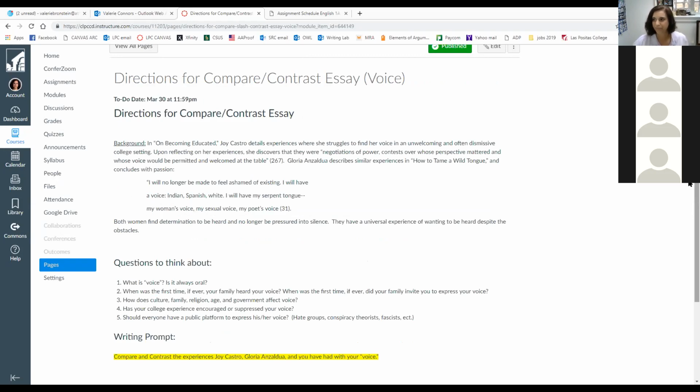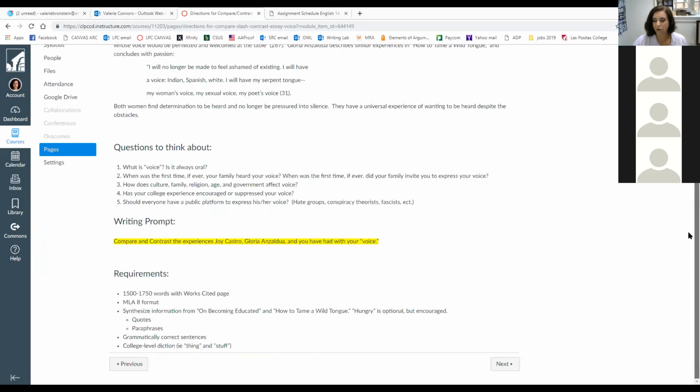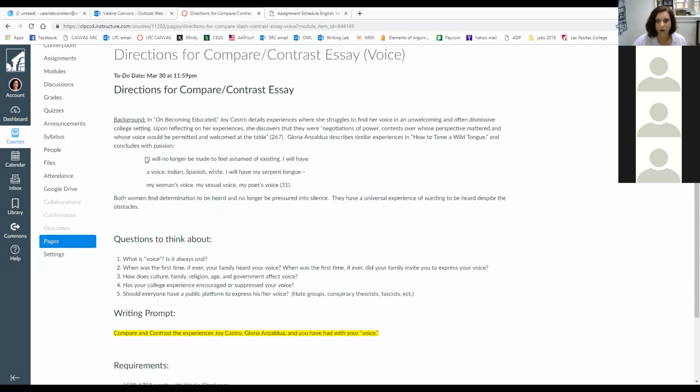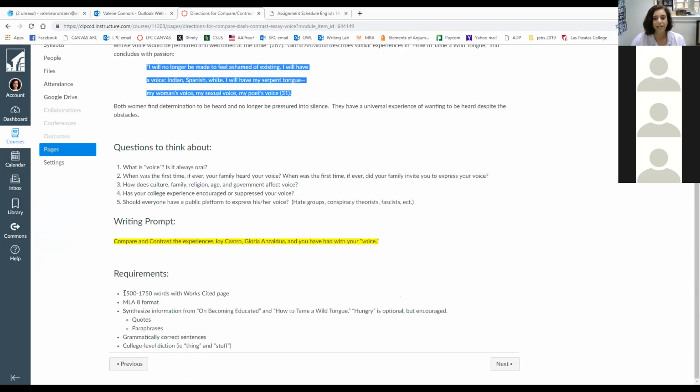That's awesome. Okay, so I'm on the screen share once again. What I wanted to point out to you was on the background part here, this quote right here is a really good quote that you could add to your essay, especially on the paragraph when you're writing about how Gloria uses her voice now. So if you're struggling to find a quote for how she uses her voice now, this is a really good quote that you could add as well. Okay, so once again, you're comparing and contrasting. It's 1,500 to 750 words.